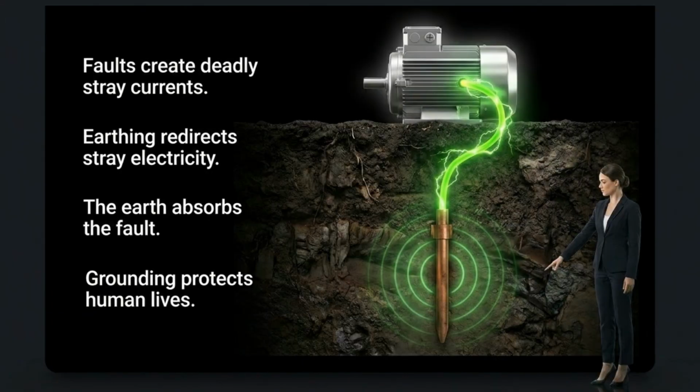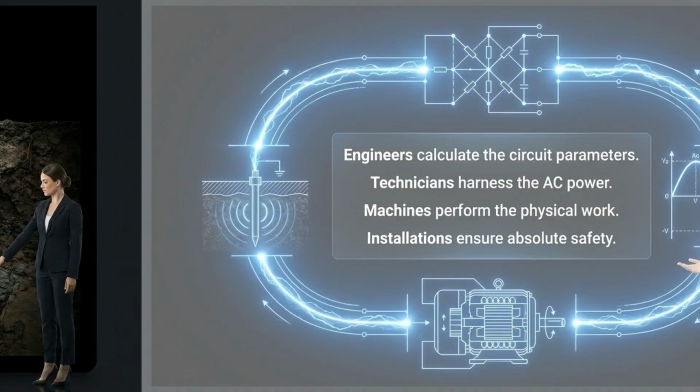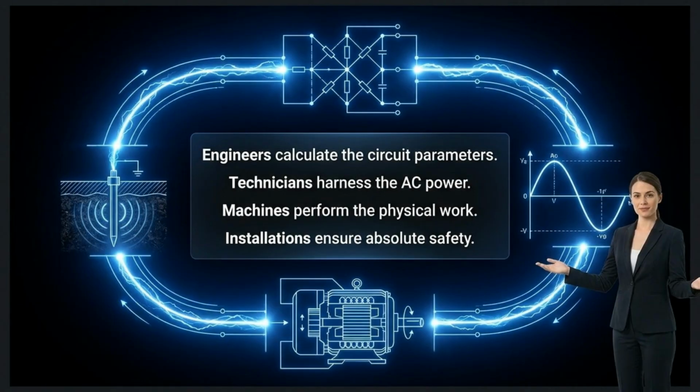Faults can generate deadly stray currents. Earthing, or grounding, is vital to redirect this stray electricity into the earth, thus protecting human lives. Engineers calculate circuit parameters, and technicians harness AC power. Machines perform physical work, while installations are designed to ensure absolute safety in every application.